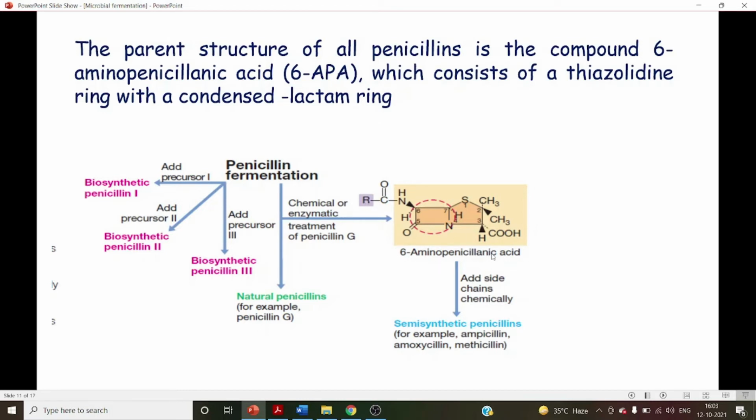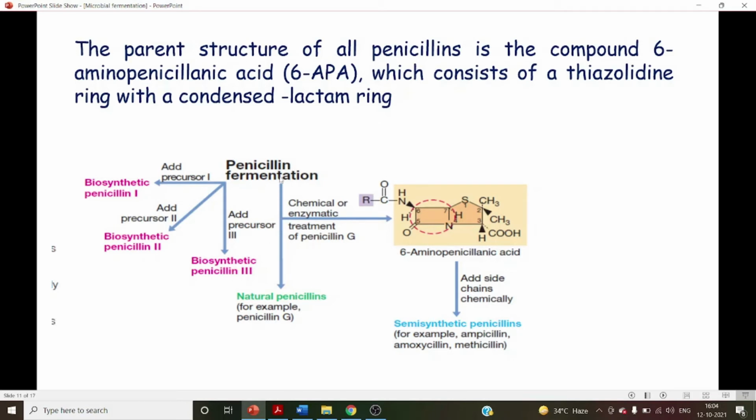Now what happens in the normal penicillin fermentation, when there are only cells and a culture broth, and nothing is added to the fermentation mixture in the fermenter? Then natural penicillins are produced. Penicillium chrysogenum naturally produces penicillin G. This is a natural penicillin. But when different precursors are added during the fermentation process, then different biosynthetic penicillins are produced.